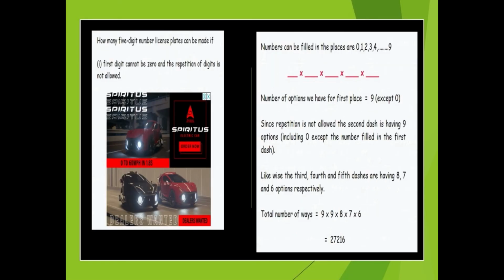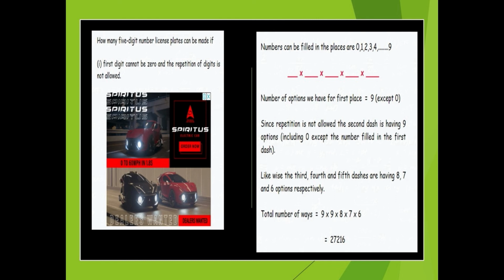Okay, let's have the next example. How many 5-digit numbers can we make if the first digit cannot be 0 and the repetition of digits is not allowed? So the digits that can be used are 0, 1, 2, 3, 4, 5, 6, 7, 8, 9. Ma'am, ba't di po kasama ang 10? Kasi ang 10, we have 1 and 0 digits. So, yun na yun.